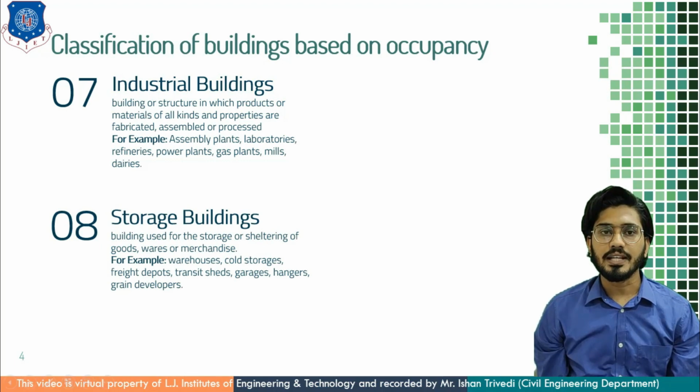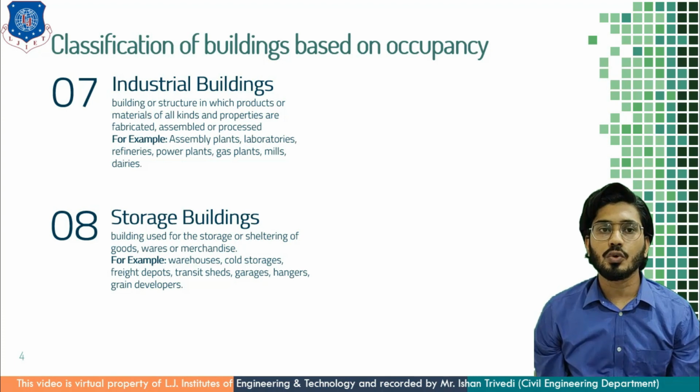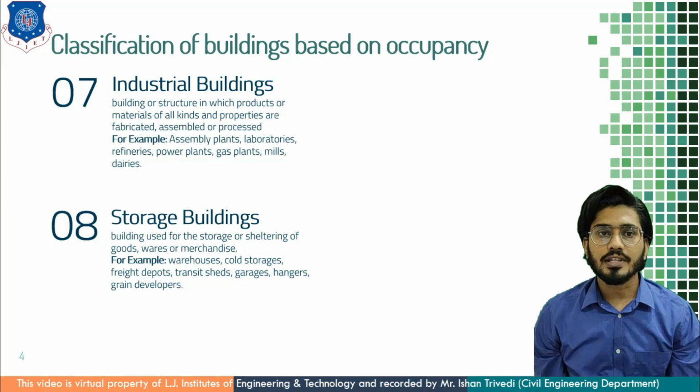Next is storage buildings. These shall include any building used for the storage or sheltering of goods, wares or merchandise. For example, warehouses, cold storage, freight depots, transit sheds, garages, hangars and grain elevators. Such facilities are provided nearer to ports or near special economic zones.